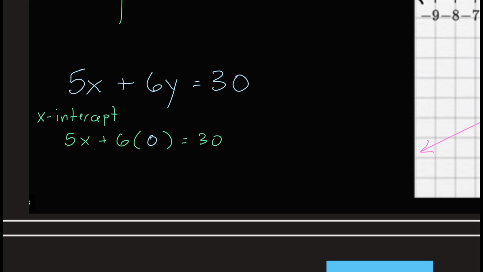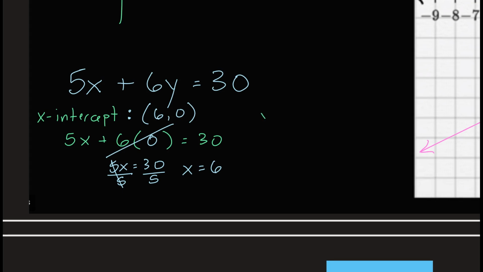So 6 times 0 cancels to give you 0. And then you're left with just 5x equals 30. To get the x by itself, you divide by 5. And x is 6. So 30 divided by 5 is 6. That means our x-intercept is 6, 0.